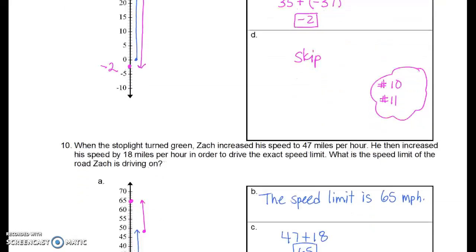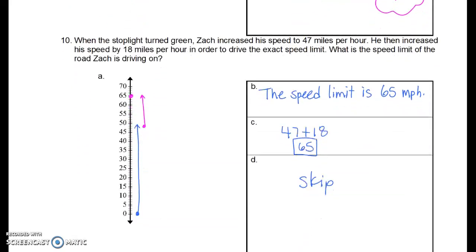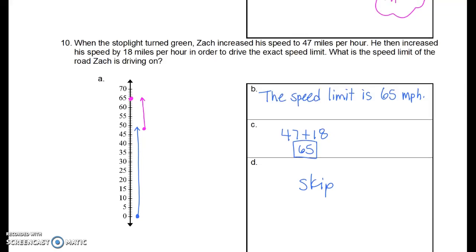All right, let's see how you did. Number 10, you can take a look at my number line. I start at 0. I go up 47 units, and then from there I go up another 18 units, ending at 65. I have a dot on the number line. It's already labeled 65.